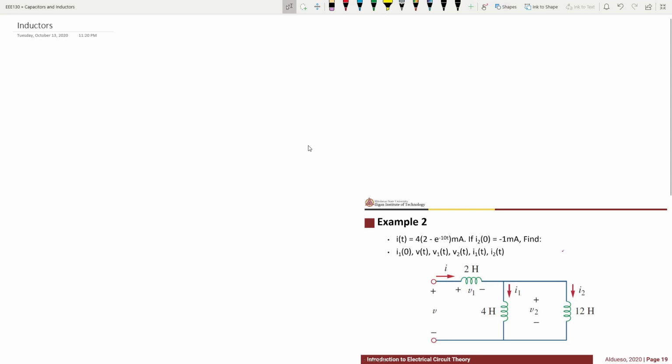So we are given I of t equivalent to 4(2 minus e to the negative 10t) milliamperes. And then we have I2 of 0, or the initial value of I2, is equivalent to negative 1 milliamperes. Now, first, let's solve for I1 of 0.